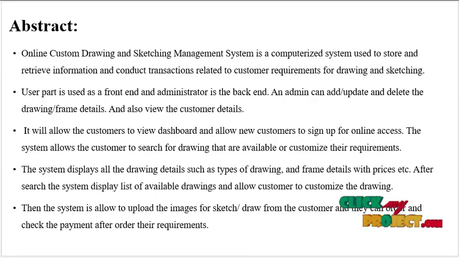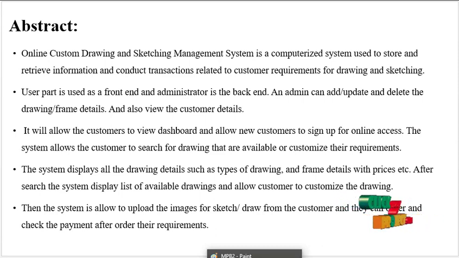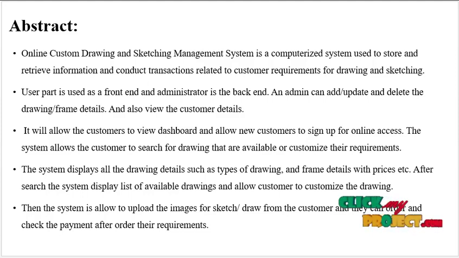Abstract. The online custom drawing and sketching management system is a computerized system used to store and retrieve information and conduct transactions related to customer requirements for drawing and sketching. The user part is used as a front end and the administrator is the backend. An admin can add, update and delete the drawing or framework details and also view the customer details. It will allow customers to view dashboards and allow new customers to sign up for online access.